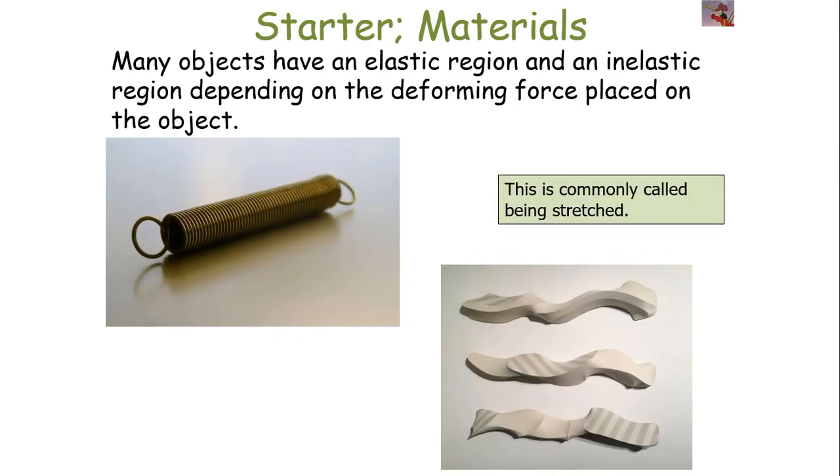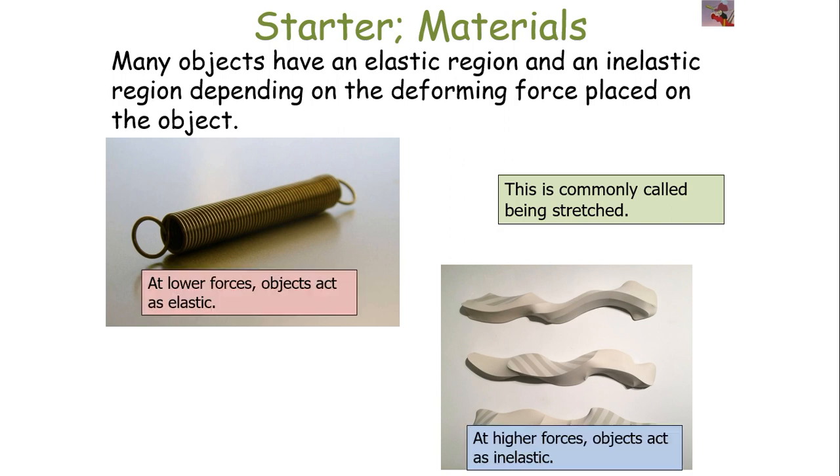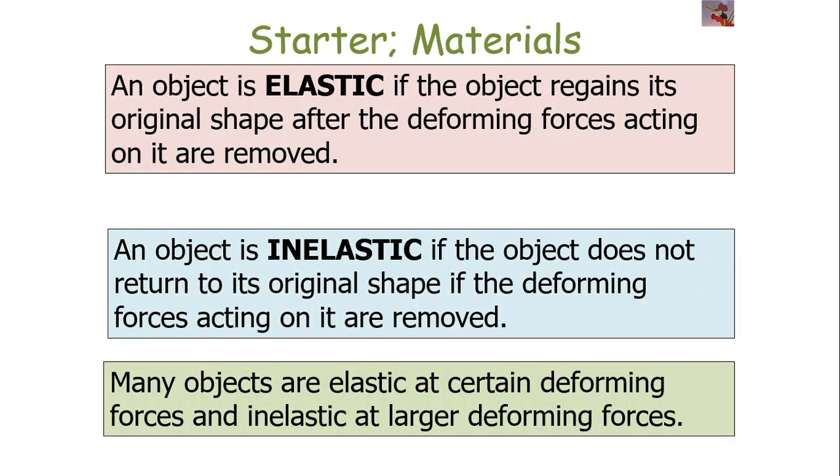Now, many objects have an elastic region and an inelastic region depending on the size of the deforming force that's been placed upon it. So, for example, at lower forces, objects tend to act elastically. So once you remove a small deforming force, the object returns to its original dimensions. However, at higher forces, an object tends to act inelastically. It stays deformed.